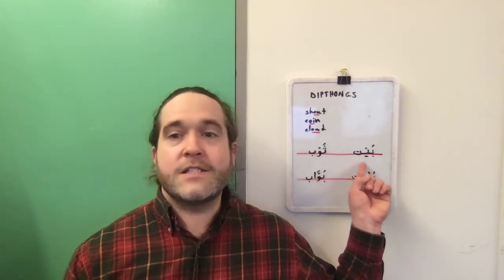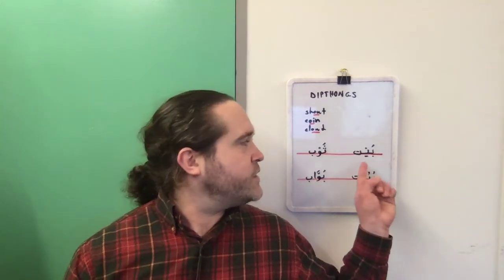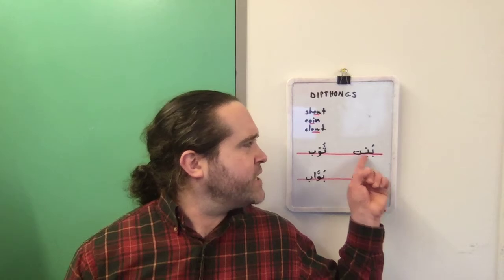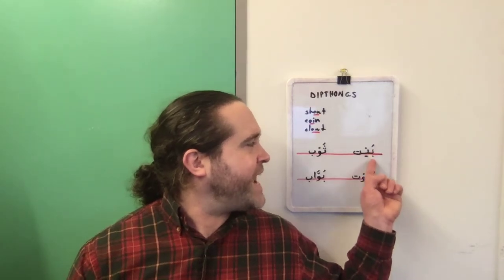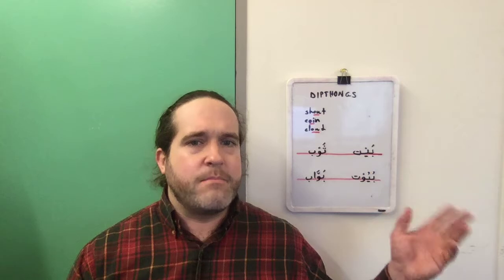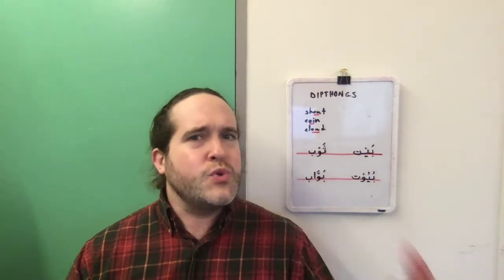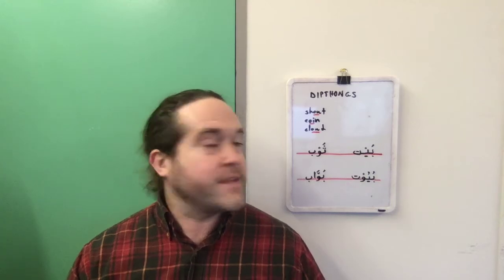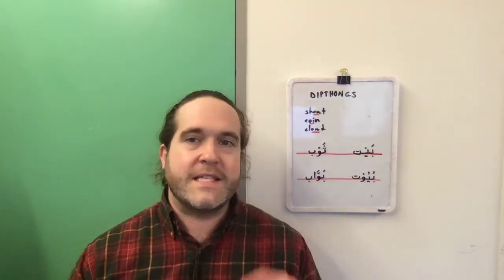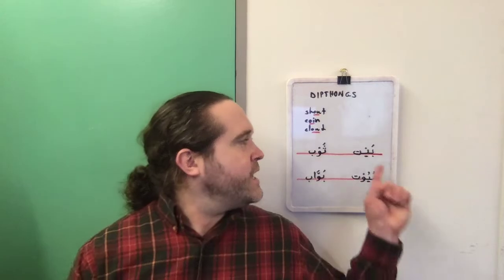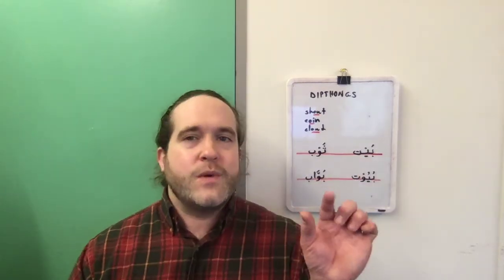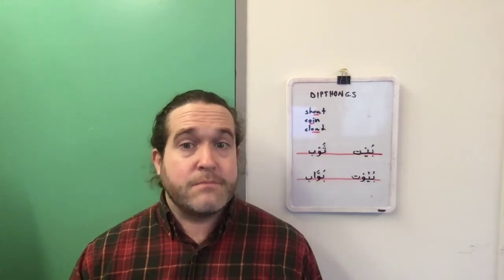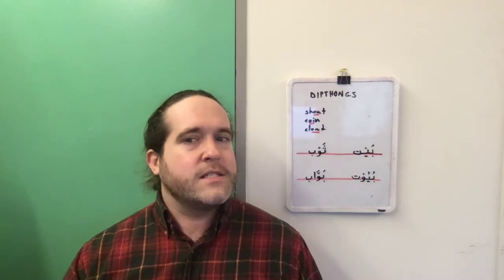We have bait with the a sound, and we need to have that ya there because it wouldn't make sense to have a fatha and a kasra on the ba, right? It would be two tasks that can't really be done at the same time for that letter. So we need the fatha to express the a part of that diphthong, plus the ya to express the second vowel, right? Bait. So it runs together.